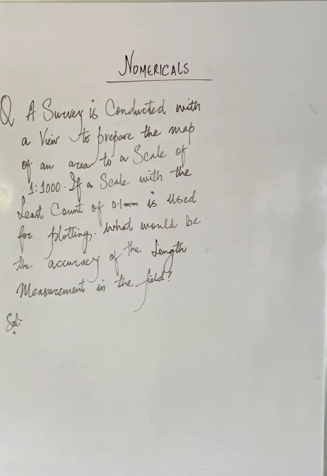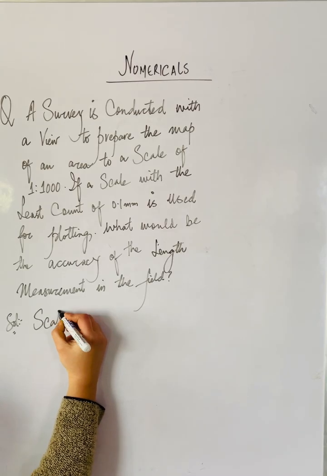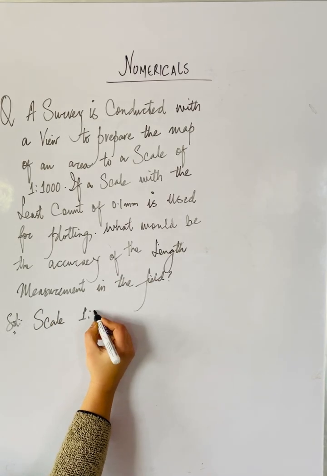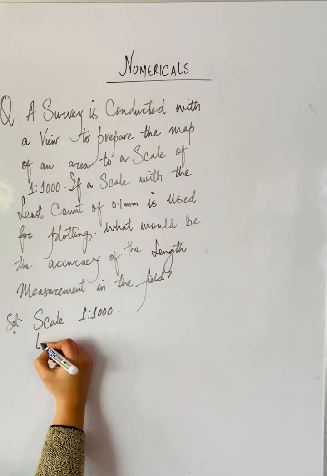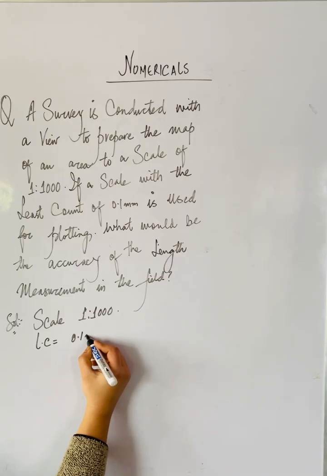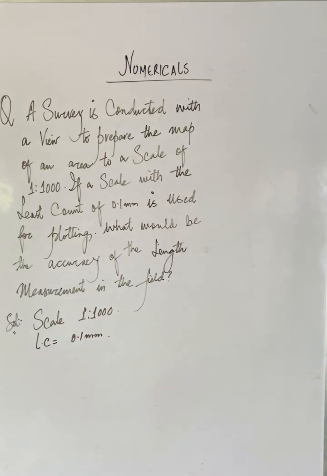So the question is, survey is conducted with a view to prepare the map of an area to a scale of 1:1000. If a scale with the least count of 0.1 mm is used for plotting, what would be the accuracy of the length measurement in the field? Right? What is my scale? It is 1:1000, right? That means every 1 unit represents 1000 units on the ground, and I have used a scale which has a least count of 0.1 mm. So what would be the accuracy of the length measurement in the field?